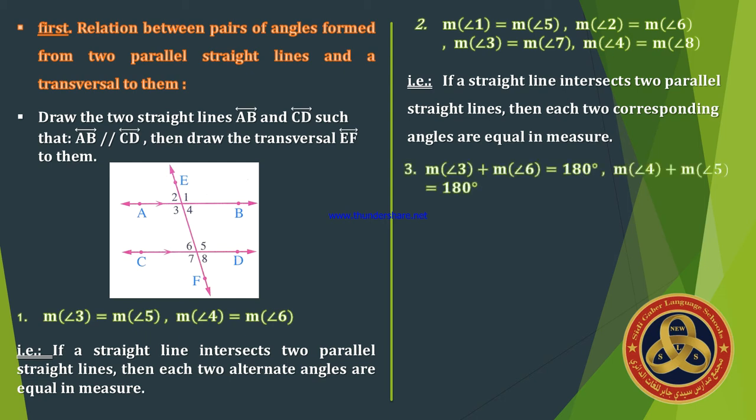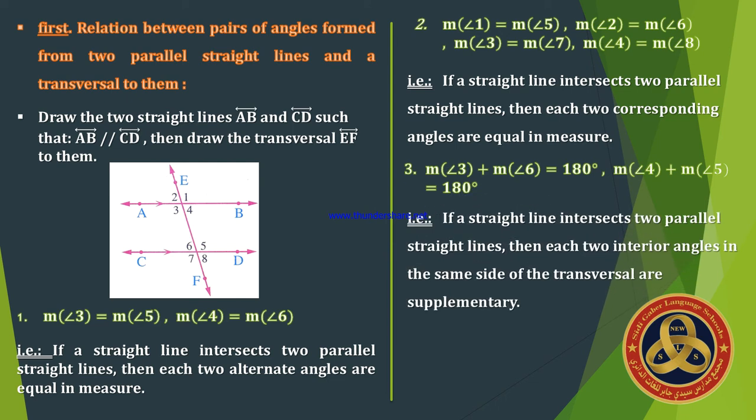Finally, we have the interior angles on the same side of a transversal. I have here the measure of angle 3 plus the measure of angle 6 equals 180. The two interior angles are supplementary, and the measure of angle 4 plus the measure of angle 5 equals also 180. Which means if a straight line intersects two parallel straight lines, then each two interior angles on the same side of the transversal are supplementary.